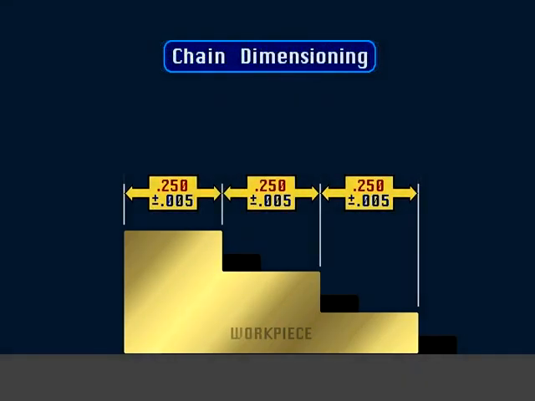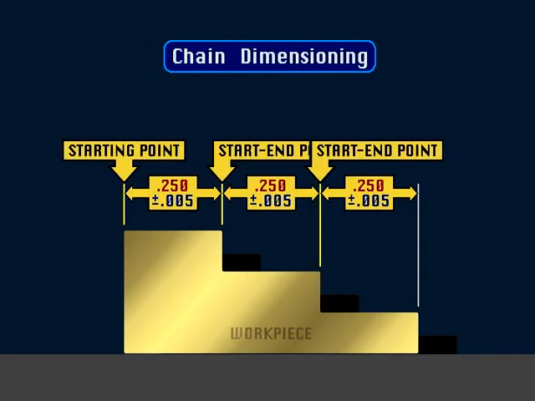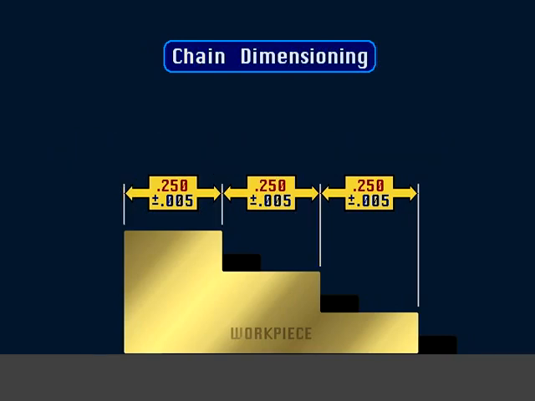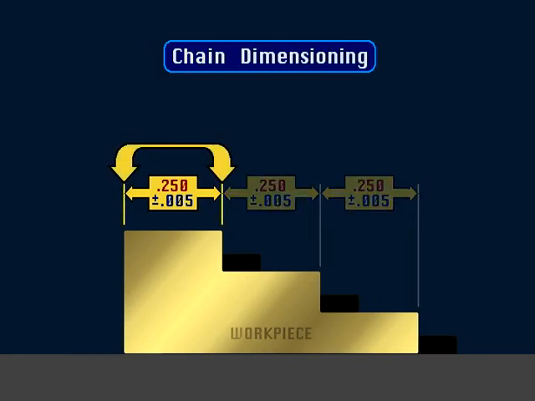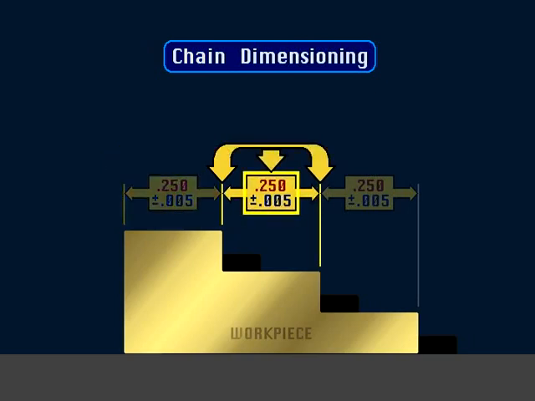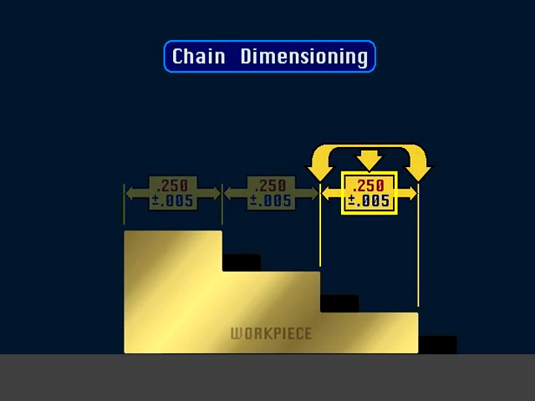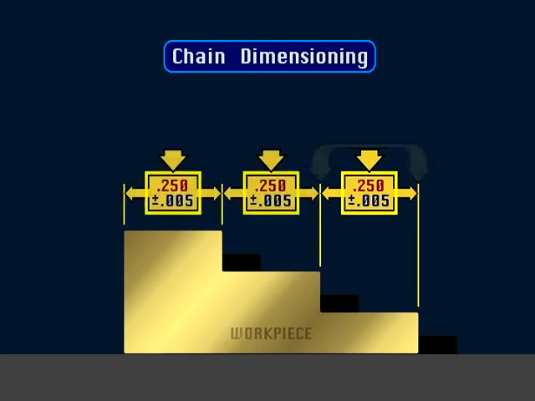You may encounter some older prints that utilize chain dimensioning. In chain dimensioning, each dimension is measured separately. There is no single feature that many dimensions are measured from. Using our current example, you can see that the distance from the left edge of the workpiece to the end of the first feature is 250 thousandths. The size of the second feature is 250 thousandths, and the size of the third feature is 250 thousandths. Notice that the tolerance for each feature is plus or minus 5 thousandths.